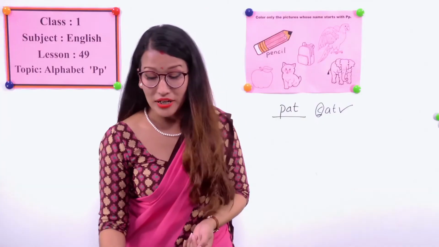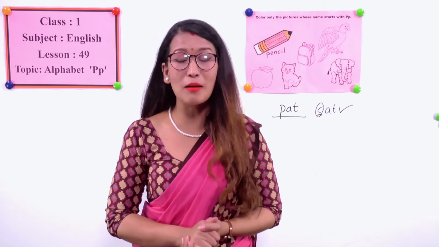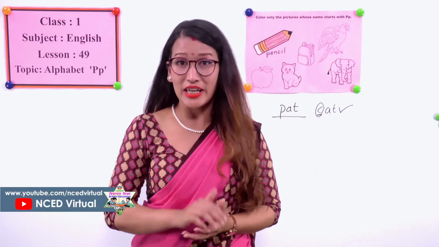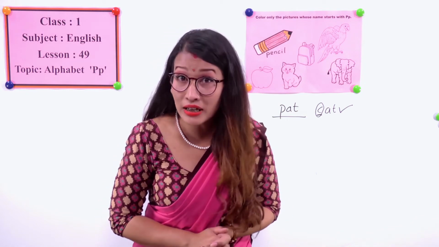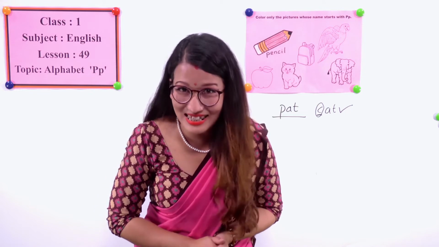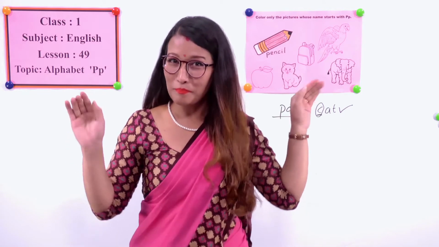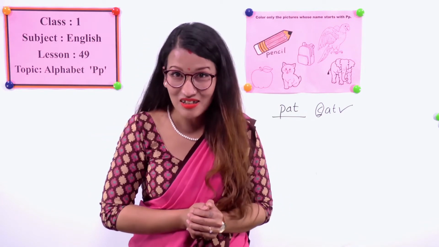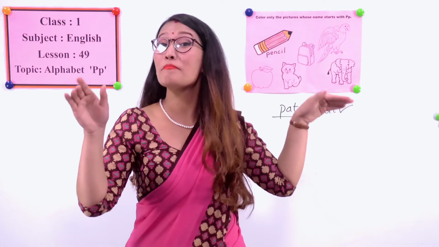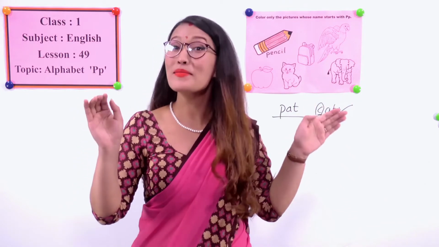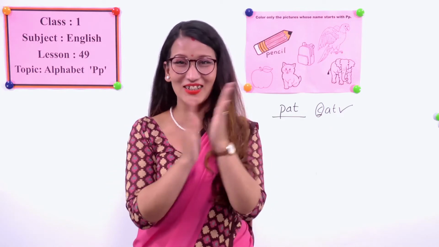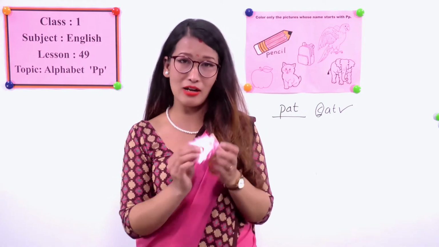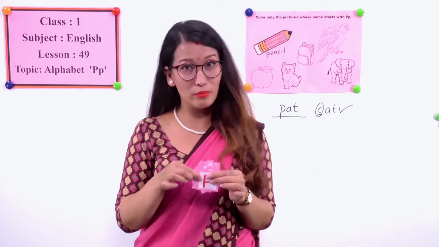Excellent. Okay. Children, now tell me what did we learn till now? The words starting with the letter P. Good. Can you tell me one word that starts with the letter P? Pencil. Good. And? Parrot. Good. Pigeon. Pigeon. Yes. Peacock. Good. Okay. Wow. Excellent. All of you are so smart. Now, I have got some letters in my hand. Look, so many letters. Okay?